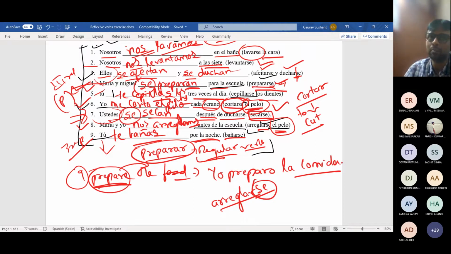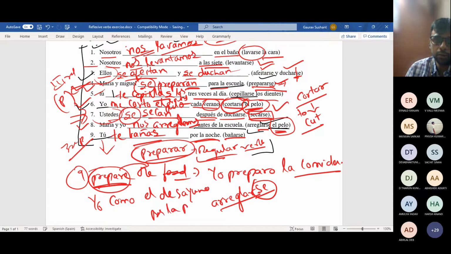So don't just blindly make a regular verb reflexive, like comer. Don't make comer a reflexive verb. If you say I eat the breakfast in the morning, it will not be a reflexive verb because you are performing the action on the breakfast. So you will simply write yo como el desayuno por la mañana. So wherever there is a regular verb, you use the regular verb. Wherever it is a reflexive verb, you use it accordingly.